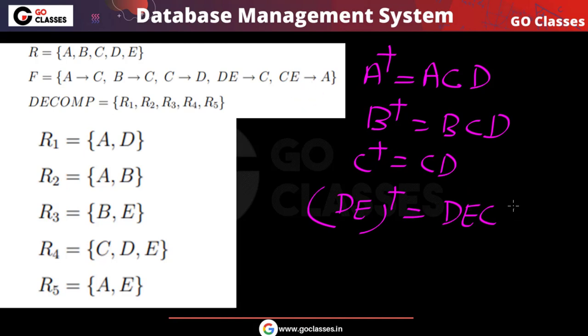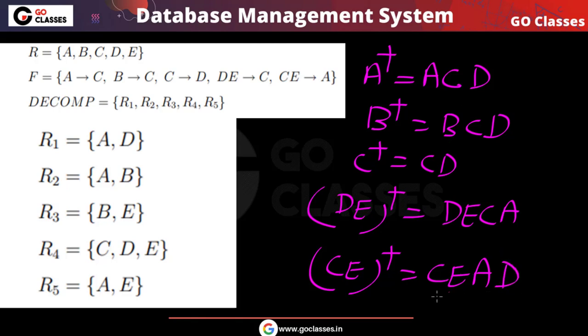You can notice CE can determine A, and A can determine CD. So this is what we have here. Similarly, what is CE closure? That will be CEA, and A can determine ACD. So this is the idea. These are the closures, because these transitive closures will help us in this question, as we are applying the successive combining method.